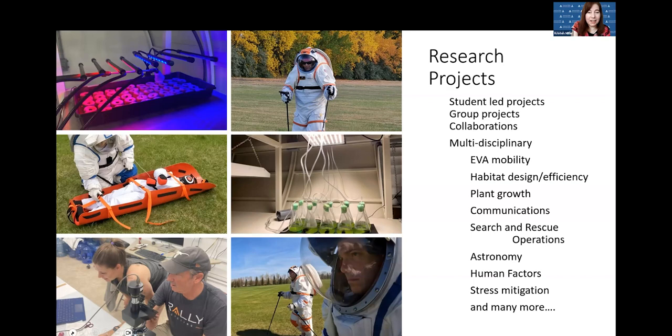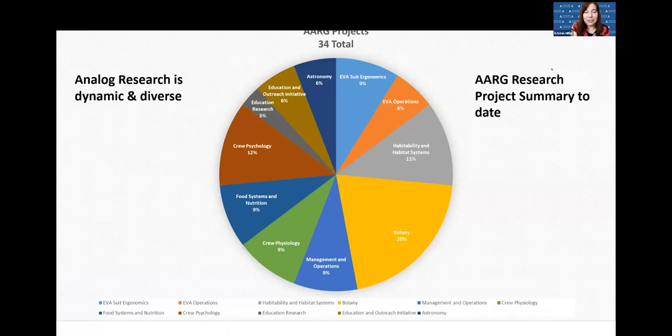This is one of my favorite little graphs. This just shows you to date, this is accurate, or at least up to date as of maybe last winter, the kinds of research that we do, and the different kinds of projects that we have. A lot of botany, but just a really wide range. Everything from EVA operations to psychological types of studies, astronomy, outreach. It's really kind of exciting to get involved with a project that has such a wide reach and so many different opportunities for students.